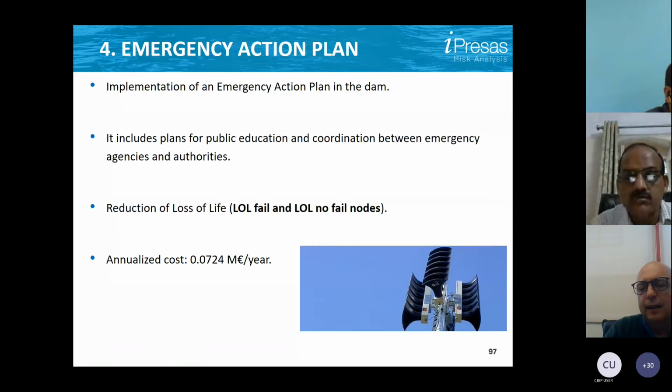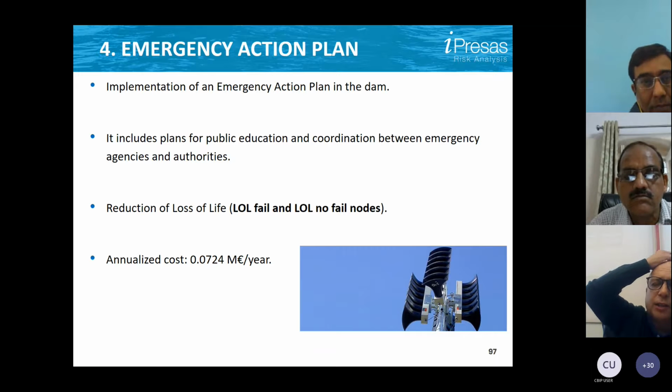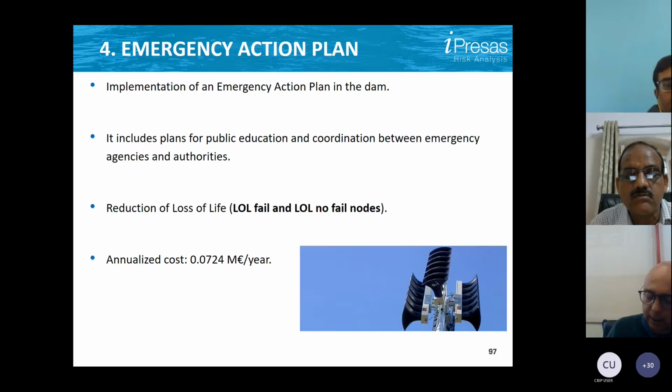And finally, I will ask you to check the impact of implementing an emergency action plan, because that changes the loss of life. For the same discharge peak, you will have less loss of life because the warning time increases, and the annualized cost of having the devices, the alarms, etc., is the one I give you there.